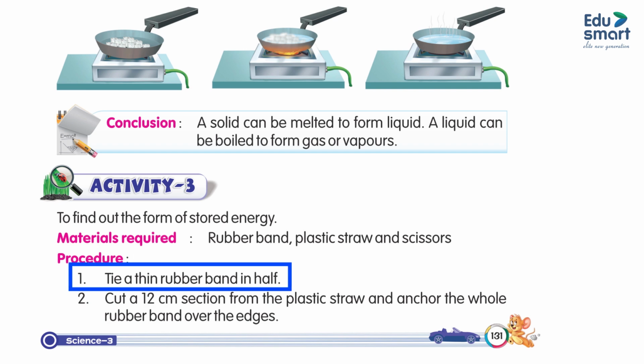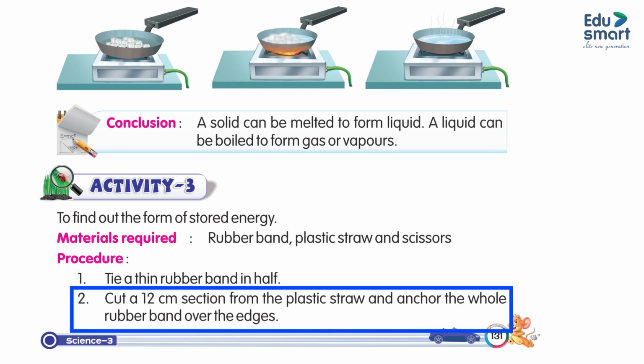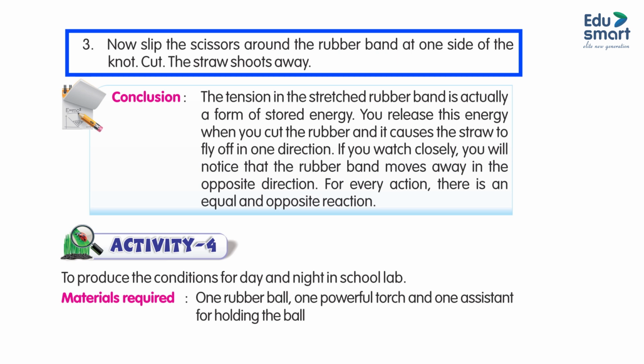Procedure. 1. Tie a thin rubber band in half. 2. Cut a 12 cm section from the plastic straw and anchor the whole rubber band over the edges. 3. Now slip the scissor around the rubber band at one side of the knot. Cut the rubber band, and the straw shoots away.